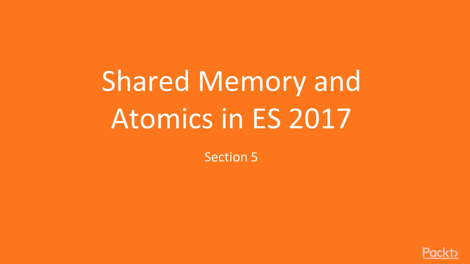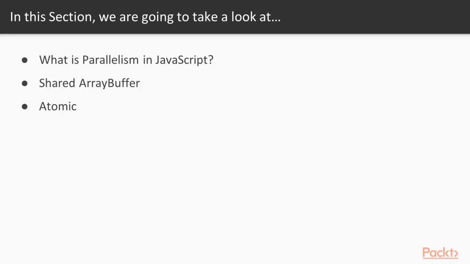Hi, welcome back to yet another section in the series Learning ECMAScript 2017, and we are going to look at the shared memory and atomics feature in this section. This section will introduce some interesting concepts on parallelism in JavaScript, which will be the first video in this section. In the second video, we will be looking at the shared array buffer, and later in the section, we will be jumping on to the atomics feature in ECMAScript 2017.